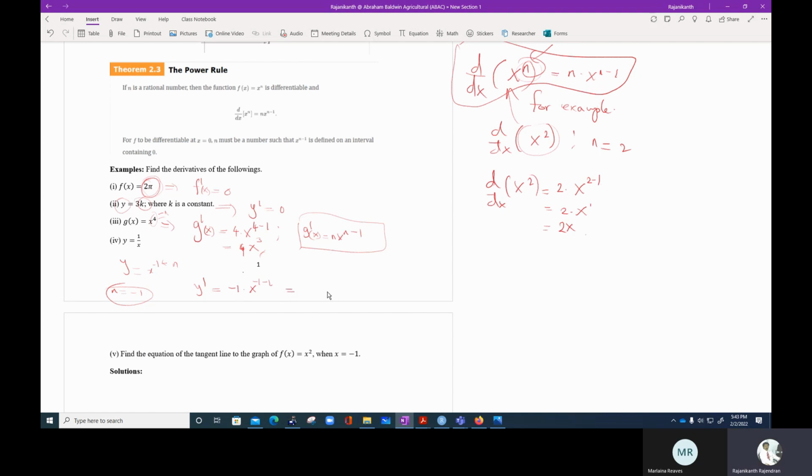So if you simplify this, what will you get? Negative 1 times x to the negative 2. If you want to write the exponent as positive, this is nothing but negative 1 over x squared. So I used this property we call high school work: you learned exponent properties, 1 over x to the power m could be written as x to the power negative m. So make use of that.